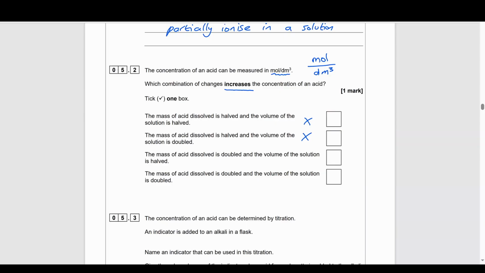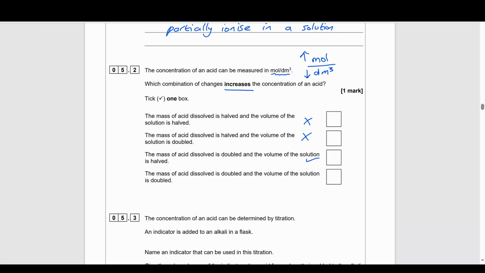Number 3, the mass of acid dissolved is doubled, so increased, and the volume of solution is halved. So that means it's decreased. So if we've decreased the volume now, and we've increased our moles, that is going to cause there to be an increase in the concentration. So that is going to be an acceptable answer.